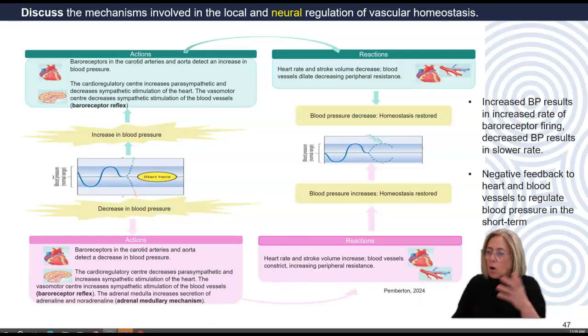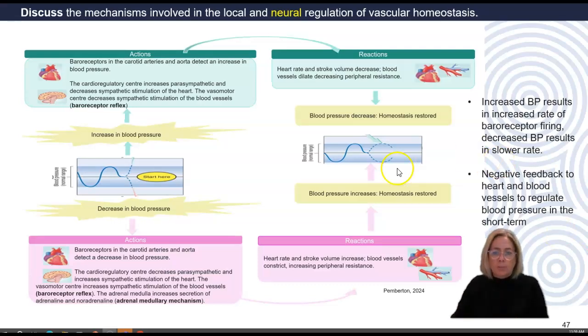Okay, in reaction to all of that, we get heart rate and stroke volume increasing. We get blood vessel constriction and therefore increasing peripheral resistance. Blood pressure increases and homeostasis is maintained. So you can see from all of this that there is this typical negative feedback to the heart and to the blood vessels to regulate blood pressure in the short term.